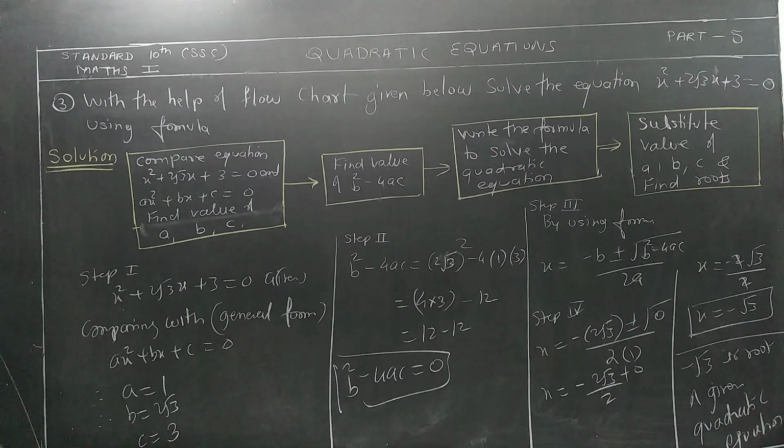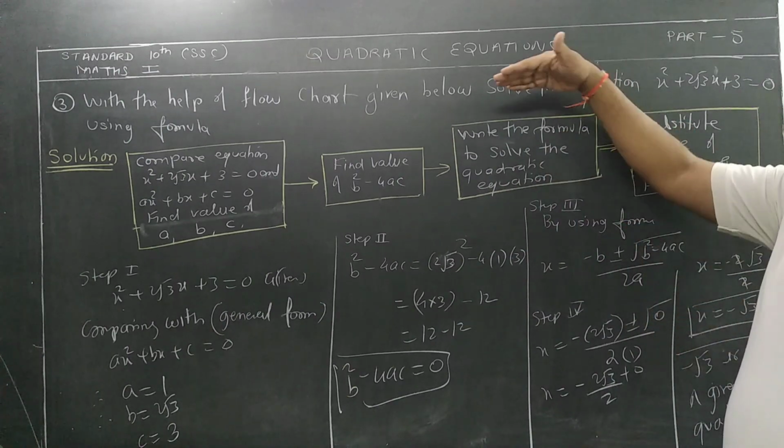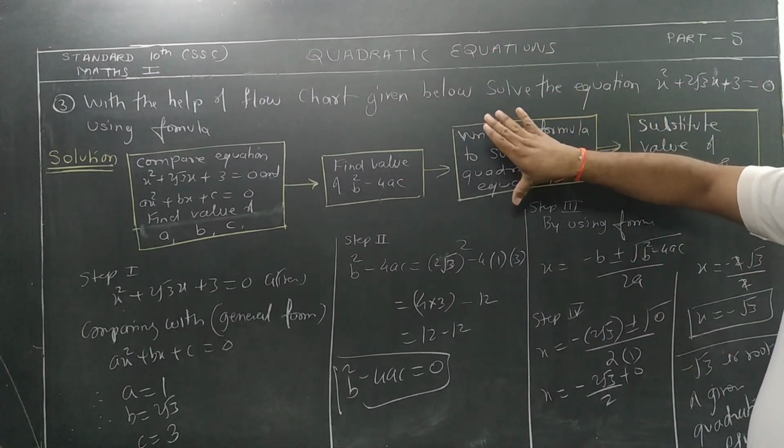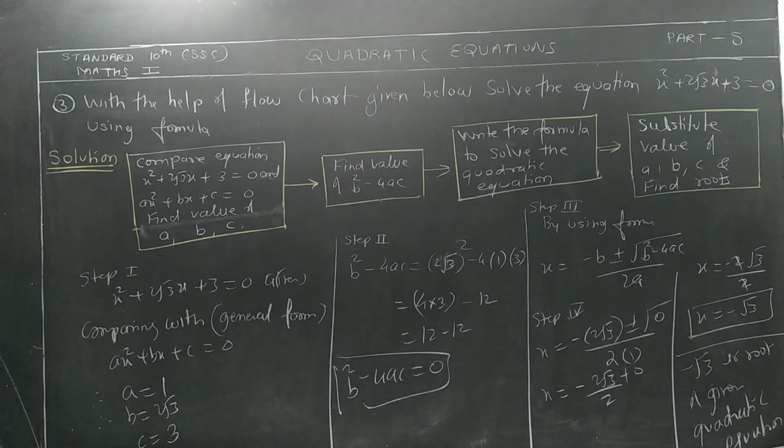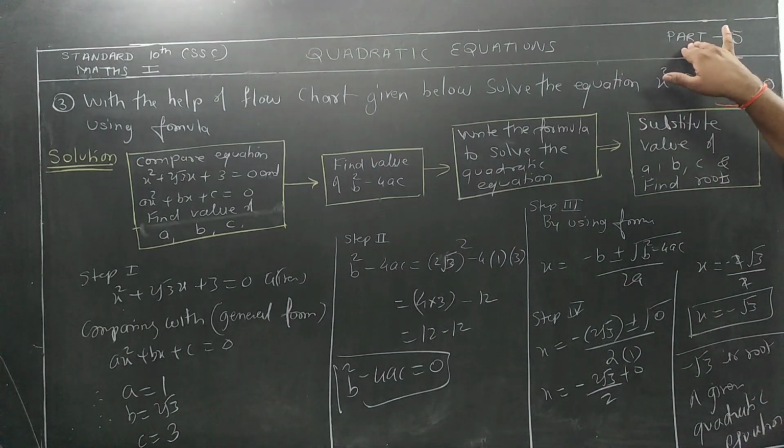We are going to write this step by step and find out the answer. This is the activity based question. You have to draw the boxes while doing this question. Let's do it. And we'll stop here for part 5. Copy it down properly. Okay.